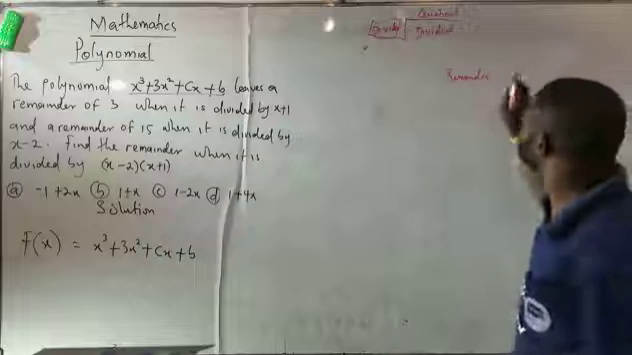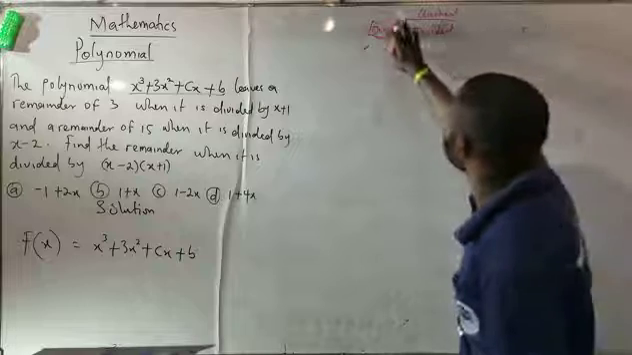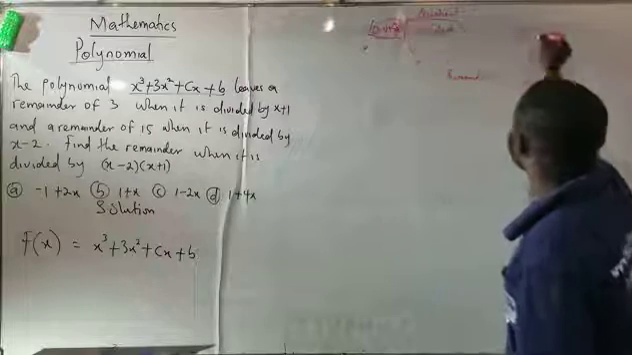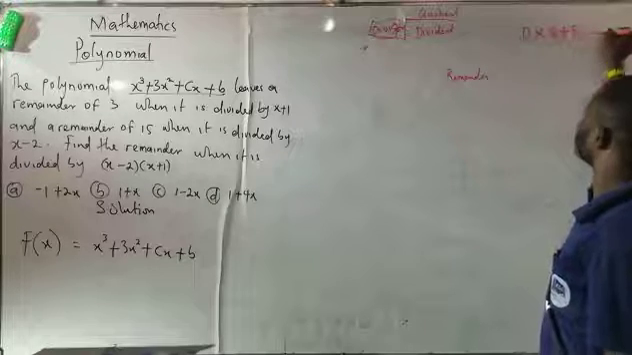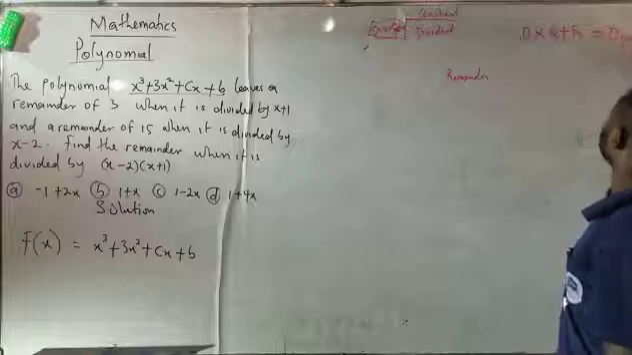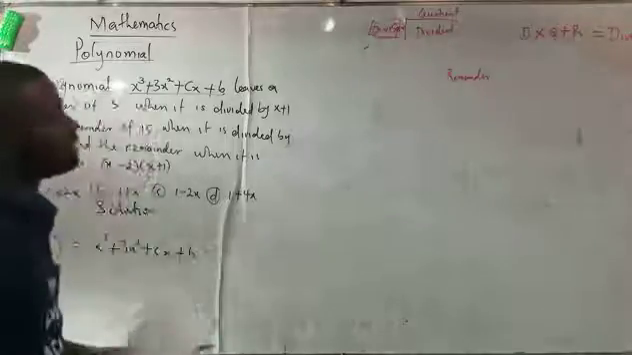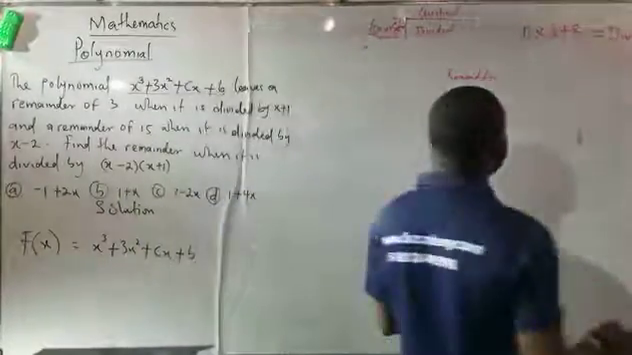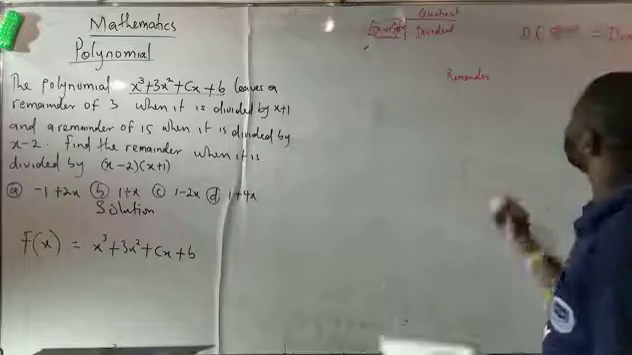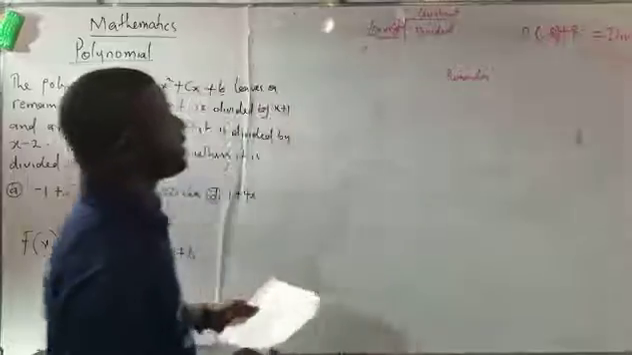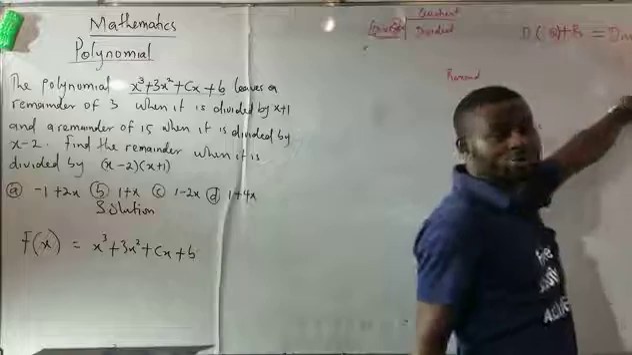Mind you, the theorem lets us know that divisor multiplied by quotient plus remainder will be equal to dividend. Please take note of that. That is very, very important. That is the theorem. It's good to use brackets. So divisor multiplied by quotient plus remainder equals dividend.